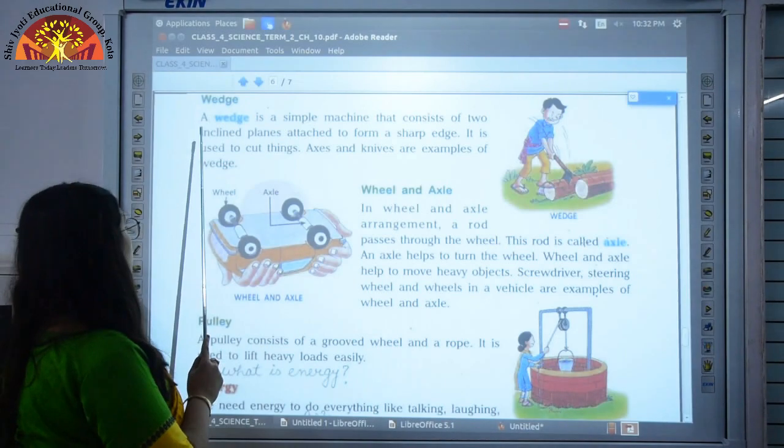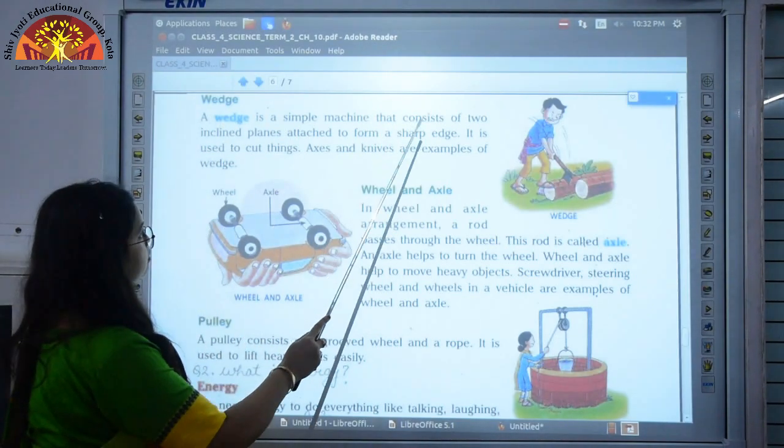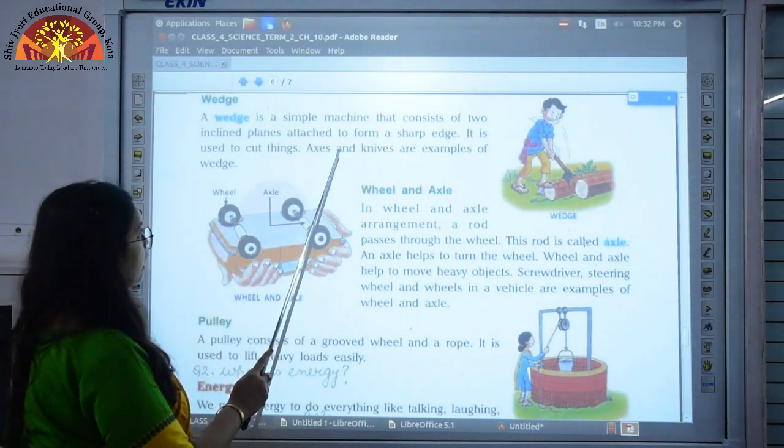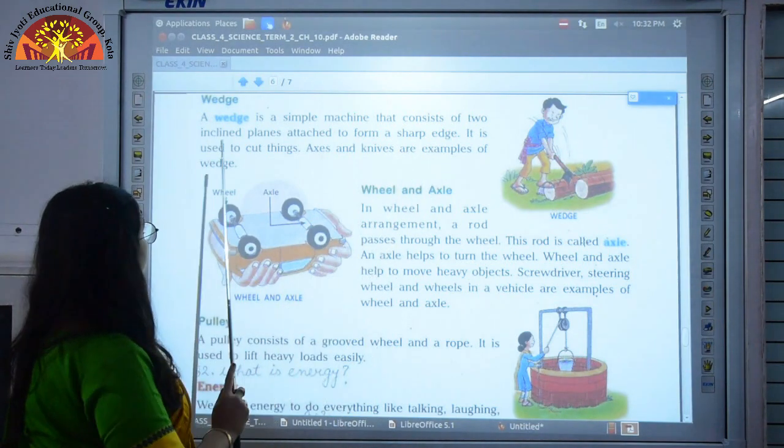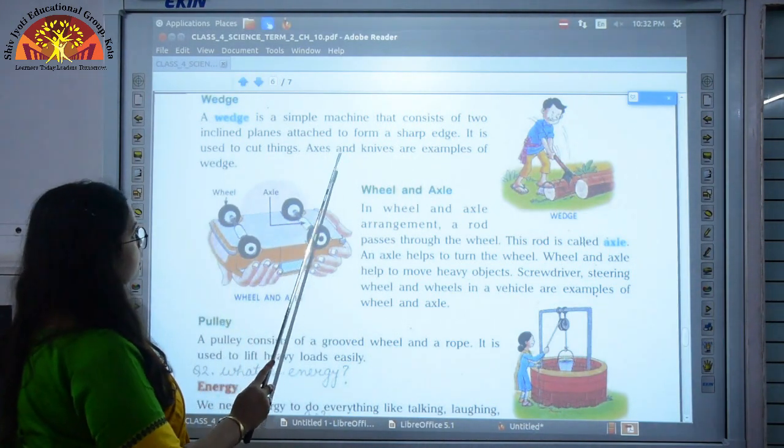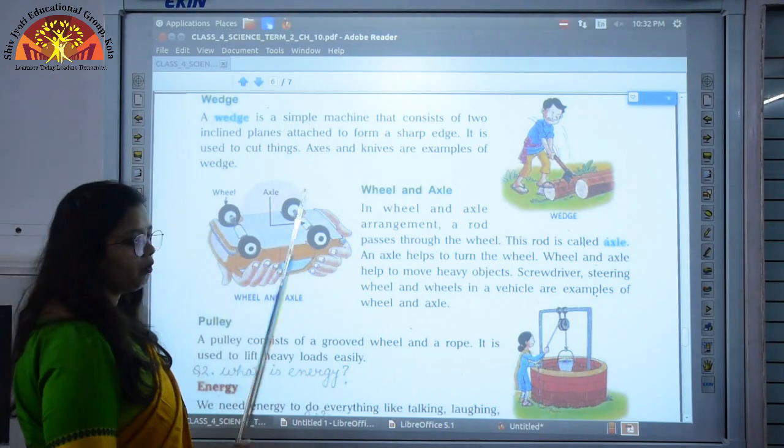It is the wedge. A wedge is a simple machine that consists of two inclined planes attached to form a sharp edge. It is used to cut things. Axes and knives are examples of wedge.